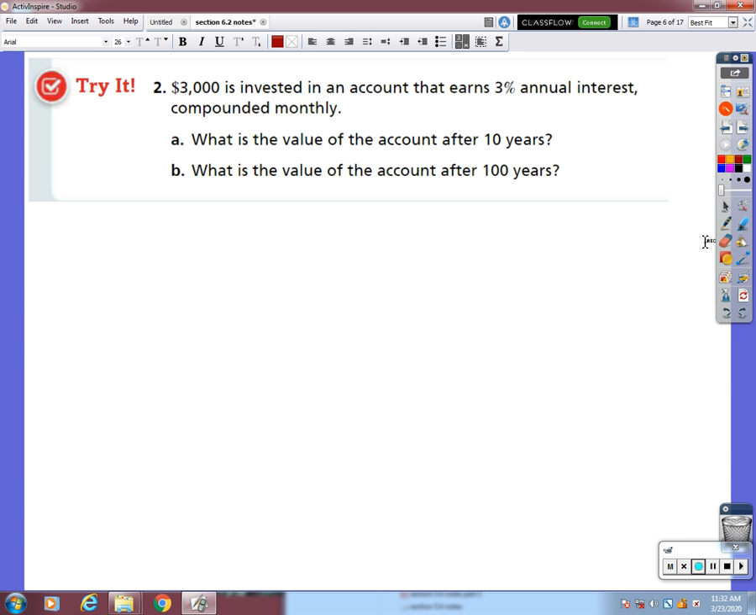Alright, so here's one for you to try on your own to see if you are understanding what I'm talking about. $3,000, 3% annual interest, and we're going to compound it monthly. What's the value of the account after 10 years, and what's the value of the account after 100? Pause the video and give it a go. Okay, so let's see how you did there.